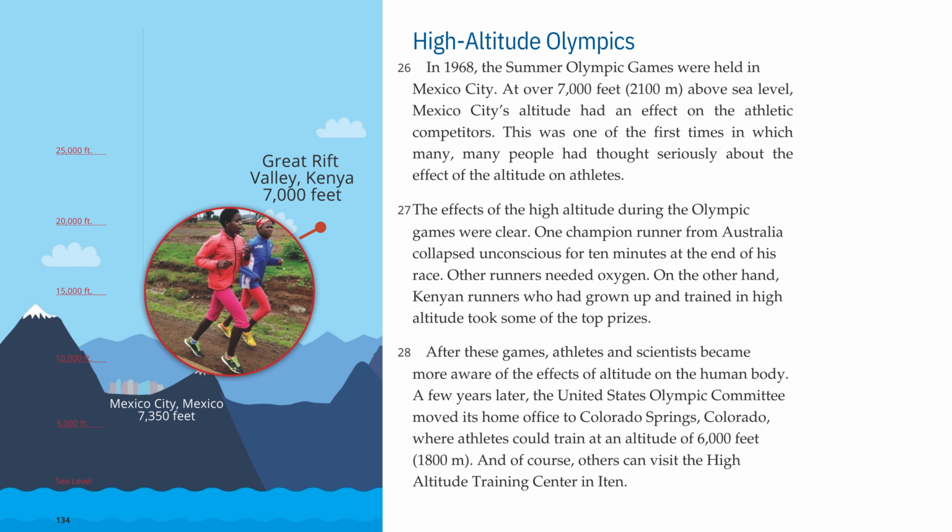High-altitude Olympics. In 1968, the Summer Olympic Games were held in Mexico City. At over 7,000 feet, 2,100 meters, above sea level, Mexico City's altitude had an effect on the athletic competitors. This was one of the first times in which many people had thought seriously about the effect of the altitude on athletes. The effects of the high altitude during the Olympic Games were clear.